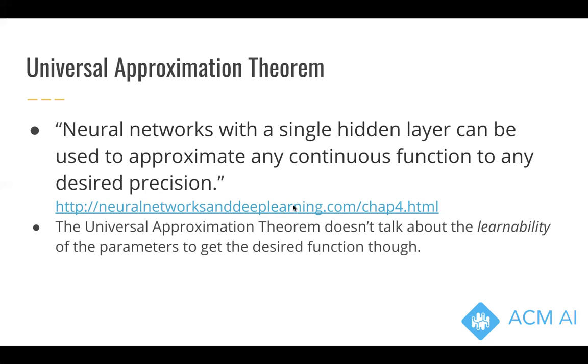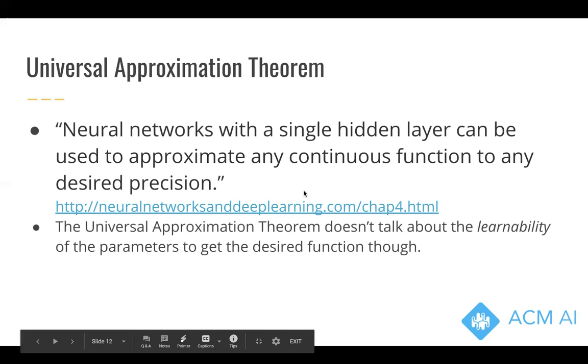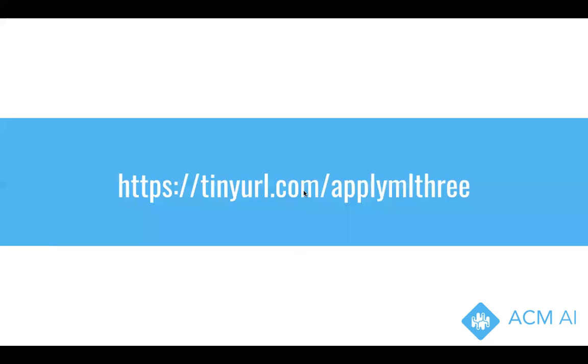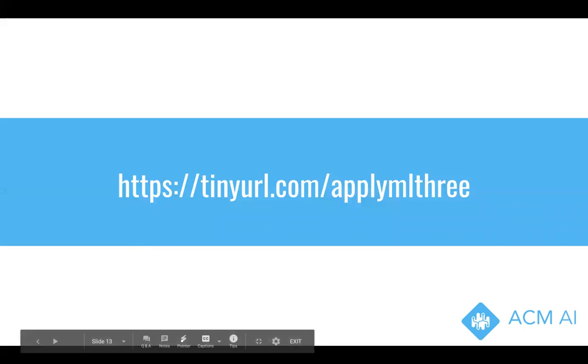This theorem does not talk about how you would learn the appropriate number of layers, the appropriate number of weights, and so on. This just says that there is some good network out there, and it's up to us to find the best algorithm to find that neural network and the appropriate weights.